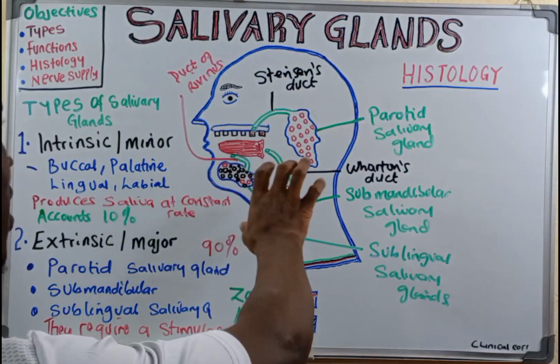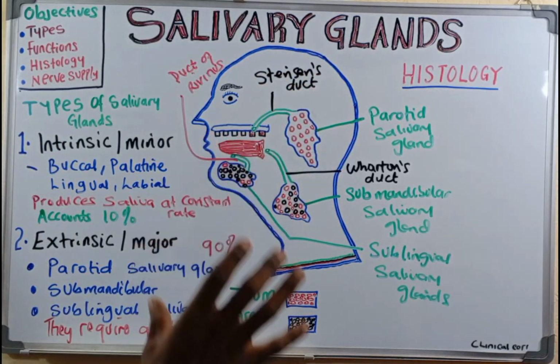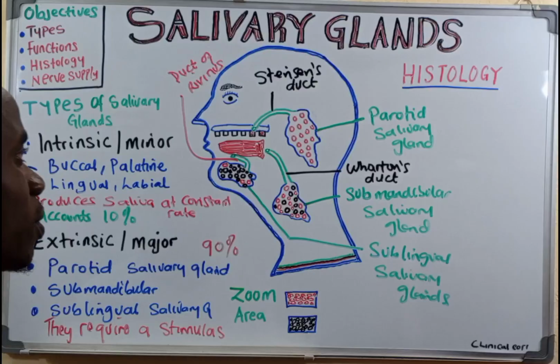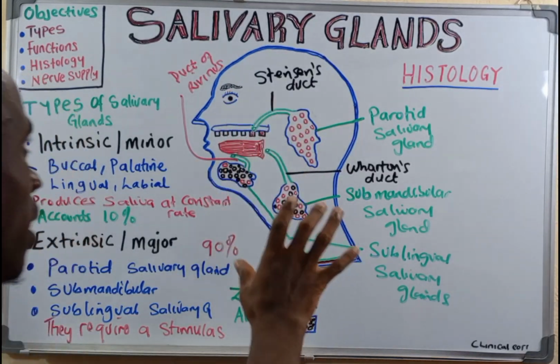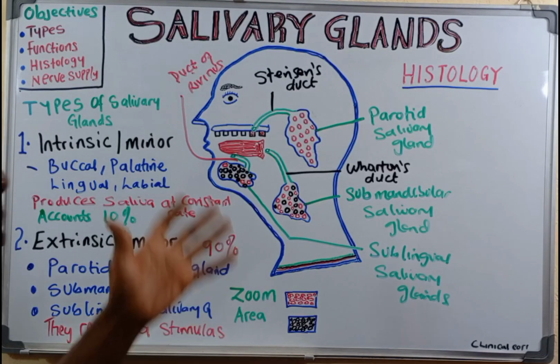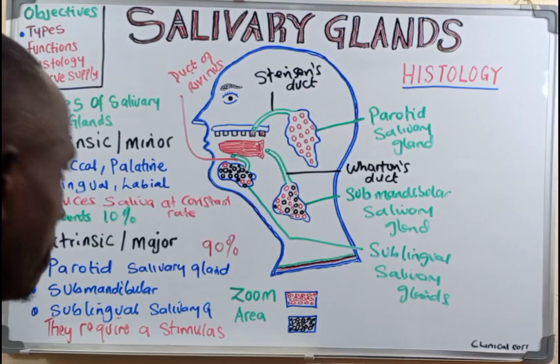So now we are realizing that we're going to be having these ducts that are going to be helping in the movement of the saliva direct from the salivary glands. Okay, so that is what we call the ducts that are going to be allowing the movement of the saliva into the oral cavity.